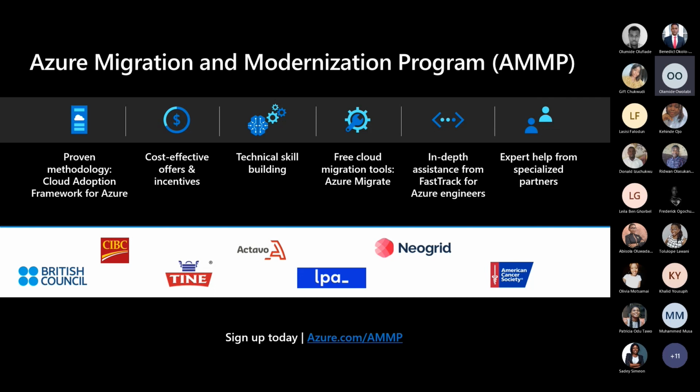You have the option of technical skill building to increase your technical skills in the cloud, which helps increase your business flow. Get access to free cloud migration tools to move to the cloud space. Get in-depth assistance from FastTrack engineers for support and technical assistance. And again, get help from one of our expert professional partners. That's us, Reliance Infosystems. We're here to provide your migration tools and process to help make this transition seamless.